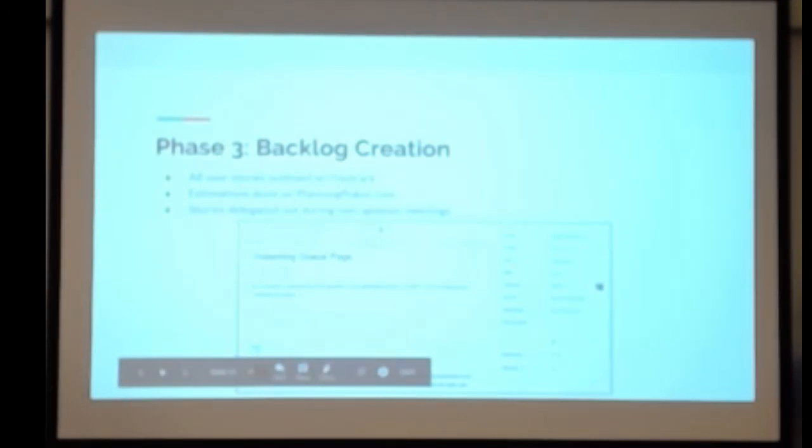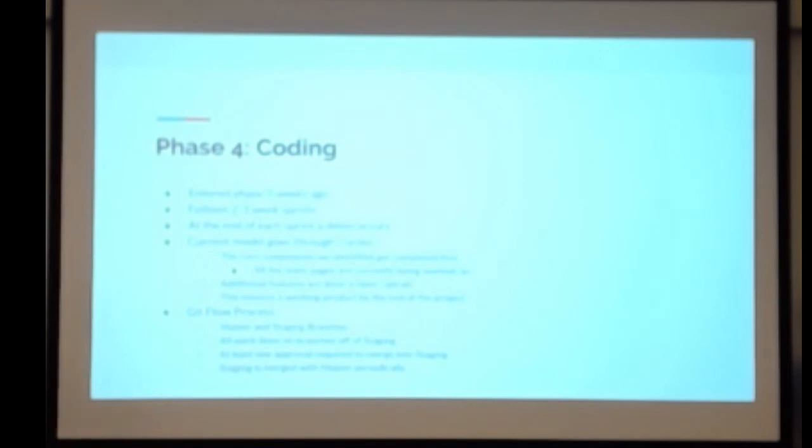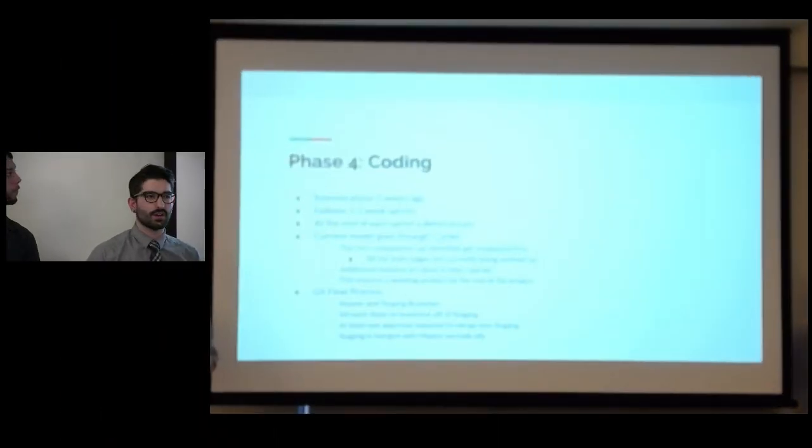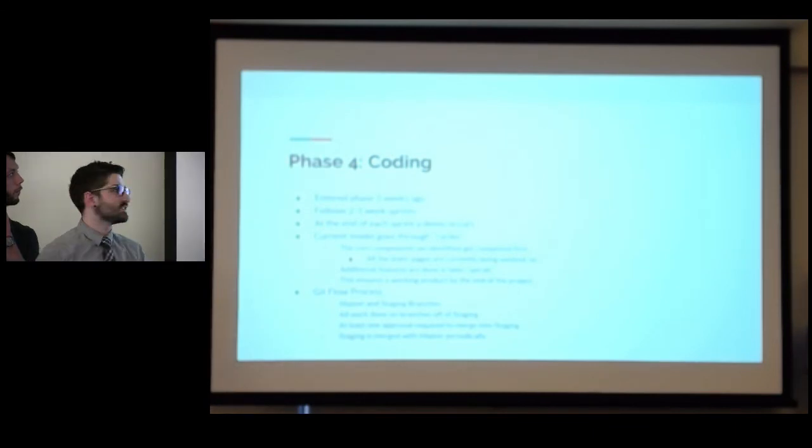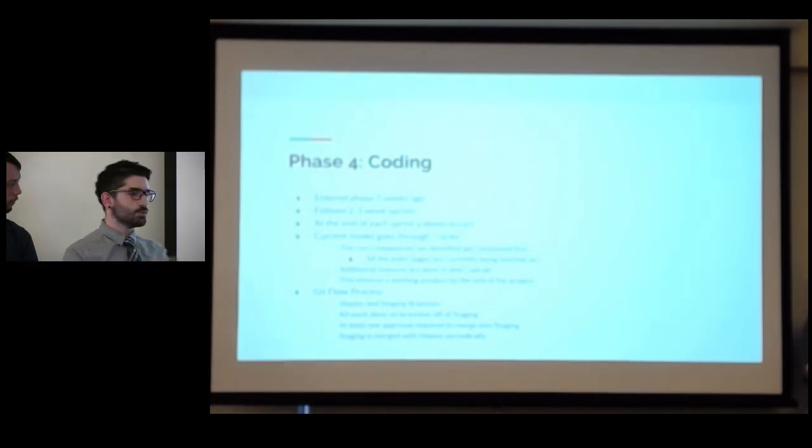And then phase 4, which is our current one, is coding. We've been in coding for 3 weeks, and it follows 2 to 3 week sprints, as I said before. At the end of each sprint, a demo occurs. Of course, we haven't really gotten to this point because we are currently in our first coding sprint. And the current model goes through cycles, so this is just to make sure that we have a working product by the end. So we work on core functionality first, and then secondary and tertiary features as we go further on.